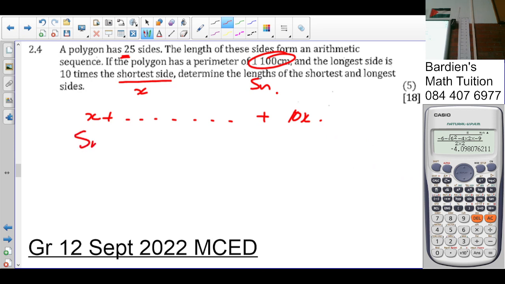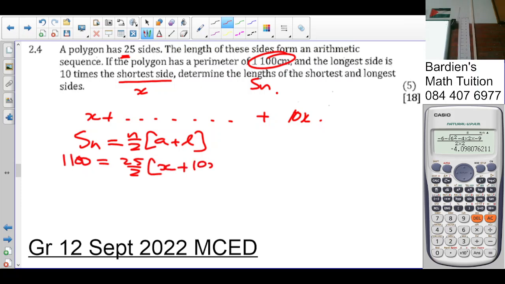Okay, so Sn is equal to n over 2 into a plus l. Why? Because I've got my first term and I've got my last term. So Sn, which is 1100, equals n, which is 25 sides, over 2, into a, which is x, plus the last term, which is 10x. So that basically gives us 25 over 2 times 11x is equal to 1100. Divide by 11 both sides.